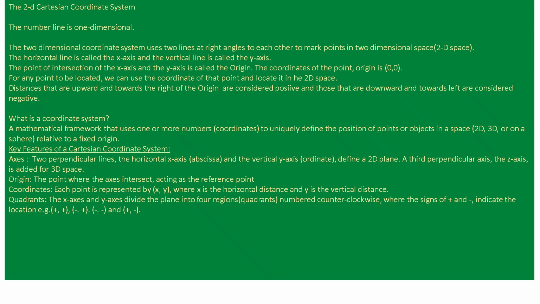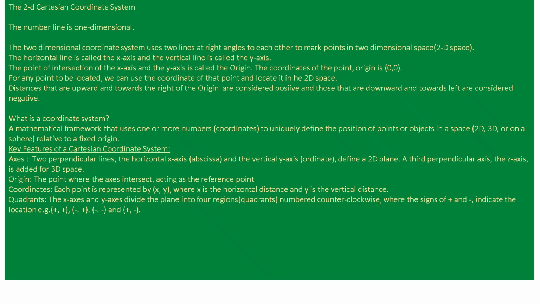This we can understand from the chart in the upcoming slides, where the entire 2D system is divided into 4 quadrants, quadrant 1, 2, 3 and 4. Quadrant 1 is the one mentioned here as upward and towards the right of the origin, so all the points are positive. Those that are downward and towards the left will be in the third quadrant, and they are considered negative.